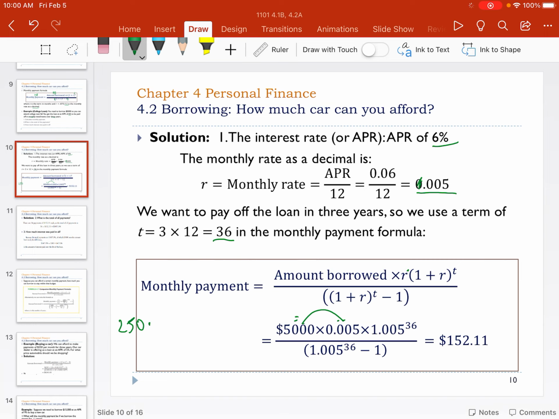1.005 to the 36, let me just put a dot here instead of an x. So I'll type in my 1.005, raise it to the 36th power, and I'm just going to round it to 6 decimal places because this one is not a really long loan. But please keep in mind, it never hurts to put more decimals down. More decimals, the better. And then 0.5, I'll just call that a 1. So that's that factor that came from that calculation there.